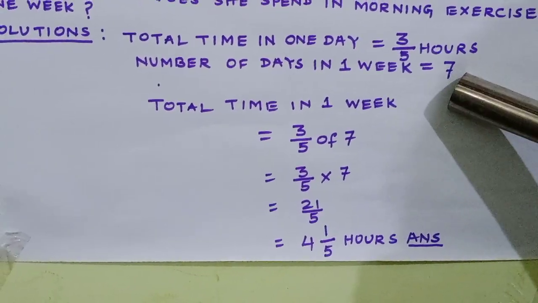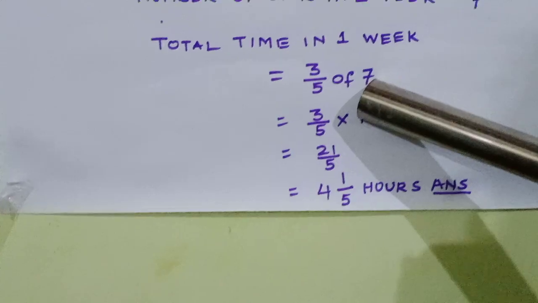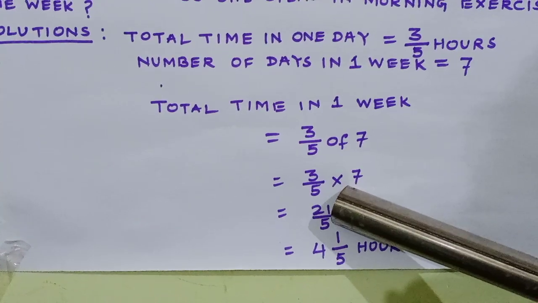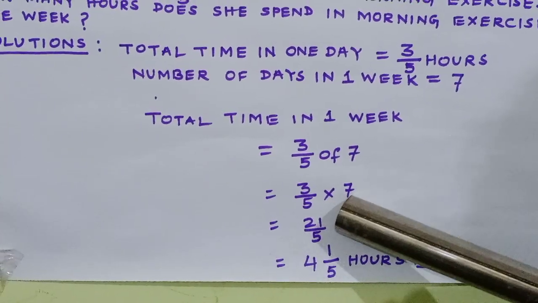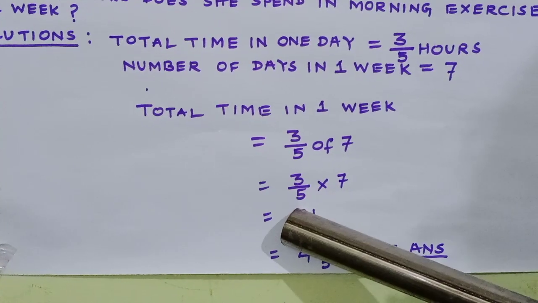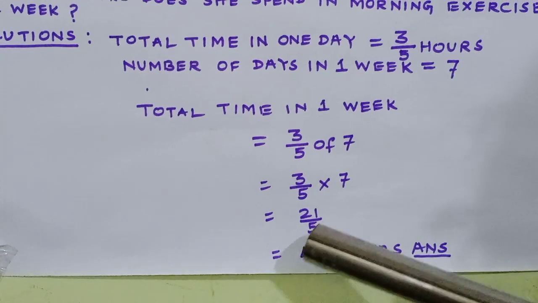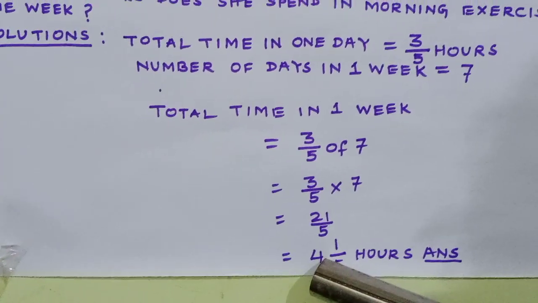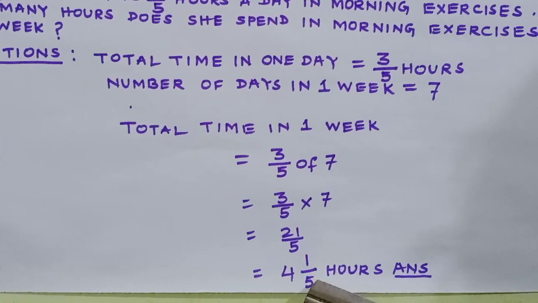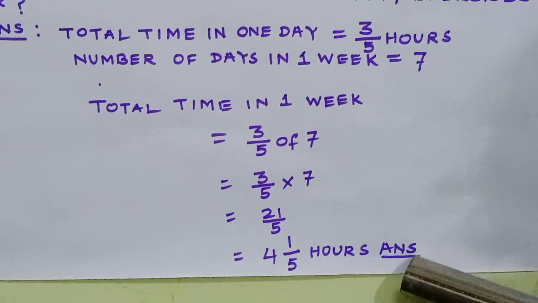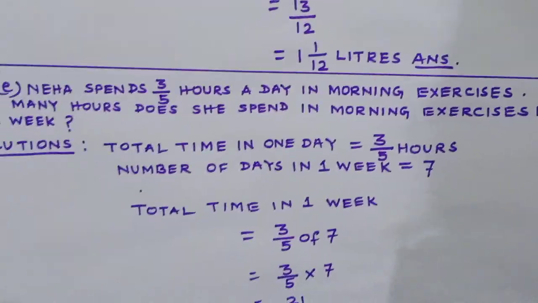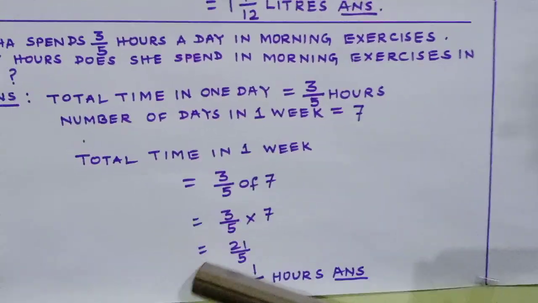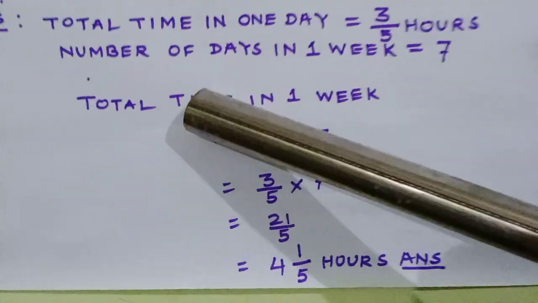3 by 5 of 7. So, of means multiplication. 3 by 5 into 7. 7 3 ja 21 divided by 5. Numerator is greater, so we will divide it, change it into mixed fraction. 4 whole number 1 by 5 hours. Answer. Very easy and interesting. Equal to sign. Here, like this you will have to give.